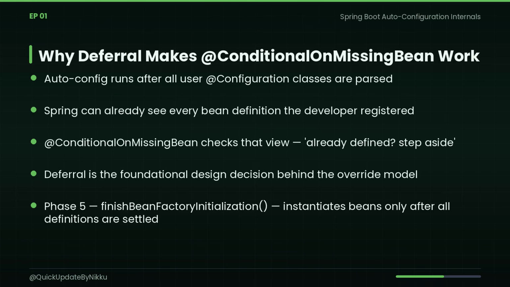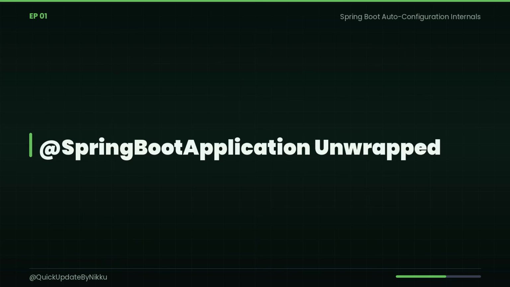Because AutoConfigurationImportSelector is deferred, by the time it runs, Spring already knows every bean the developer has registered. ConditionalOnMissingBean can look around, see a DataSource is already defined, and simply skip its own. That deferral is not an accident, it is the precise mechanism that lets developers override any auto-configured bean by just defining their own. Let us open the annotation you put on every main class and understand exactly what each part does. 3 meta-annotations compose it, and each one pulls significant weight. By the end of this section you will know precisely what fires when your application starts.